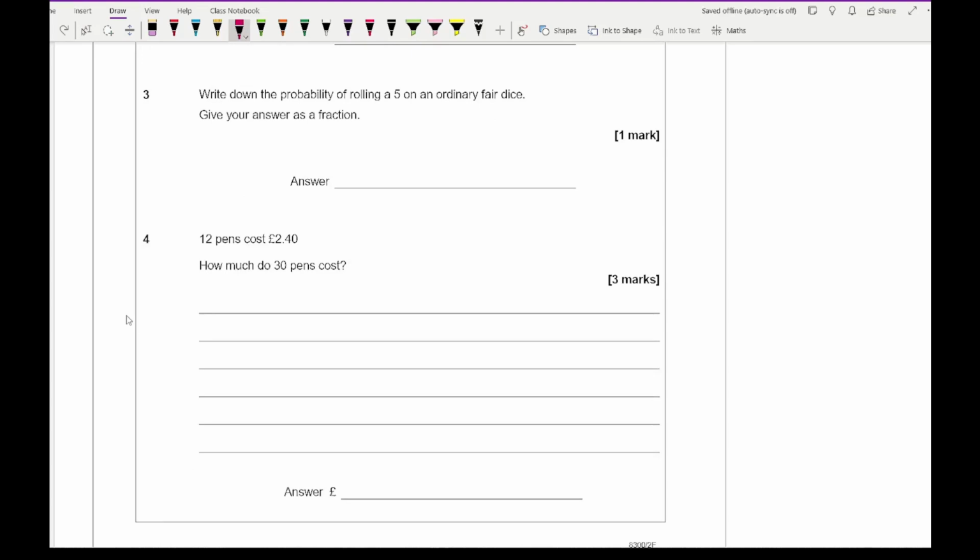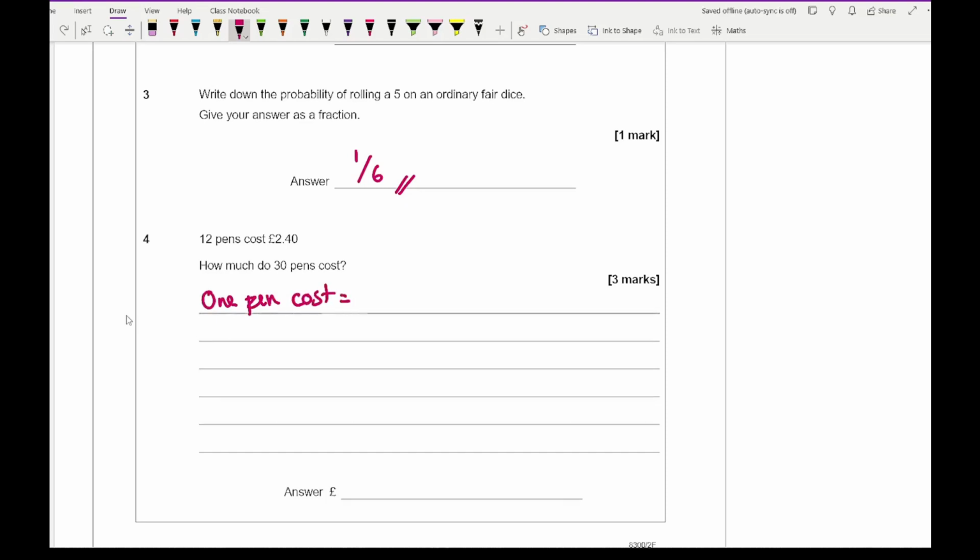So again, how many 5s are there on a die? That's 1. How many numbers are there altogether? 6. And we've given an answer as a fraction. Question 4, it says 12 pens cost £2.40. How much does 30 pens cost? So here, we want to work out the cost of 1 pen.